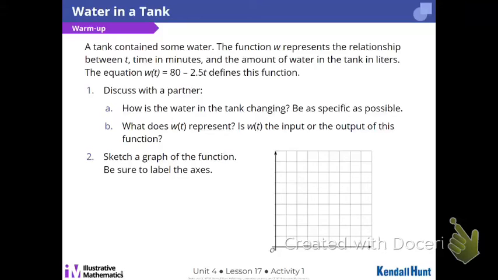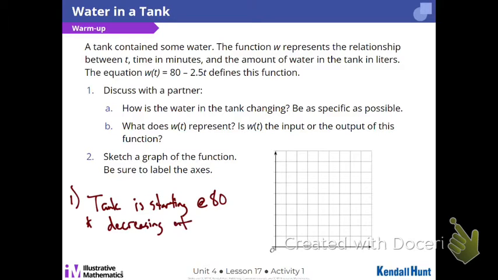For today's warm-up, who can tell me what is happening to this tank of water? Cam? I think it's decreasing. Okay. What's it starting at? 80. Starting at 80. And then, Cam, can you tell me how it's decreasing? I think it's decreasing by 2.5 every minute. Yeah, 2.5 liters every minute.